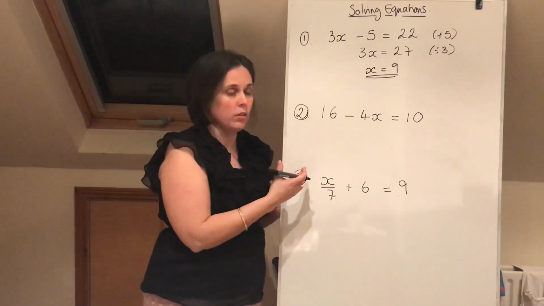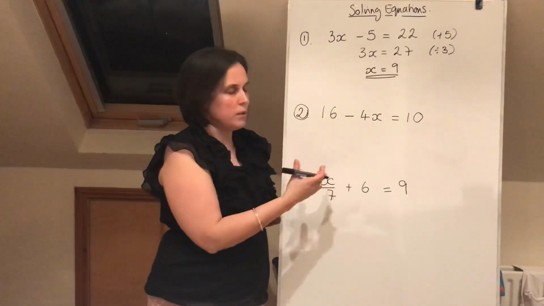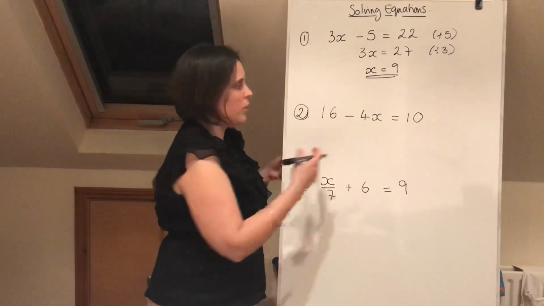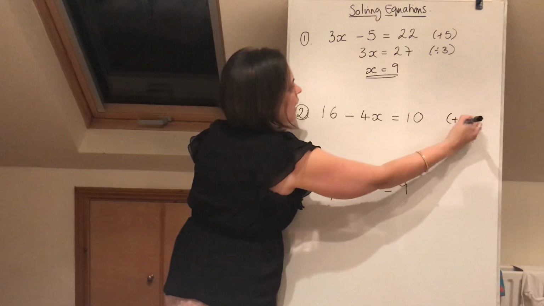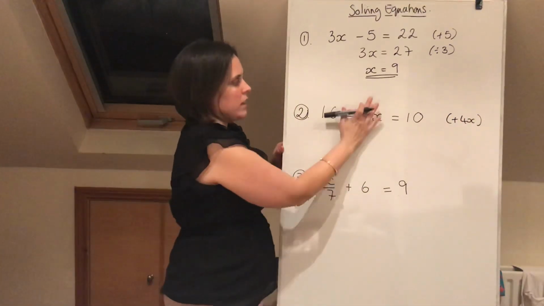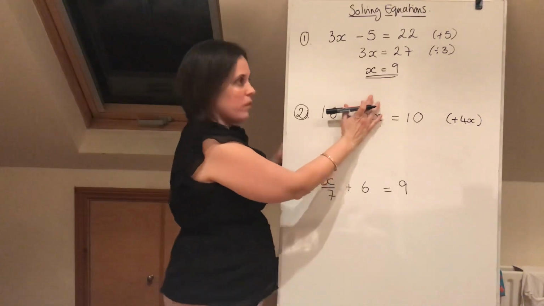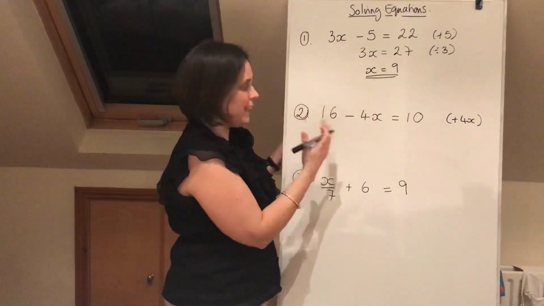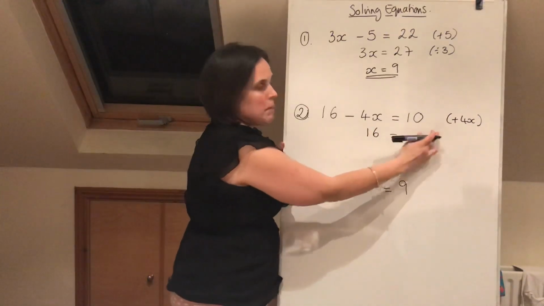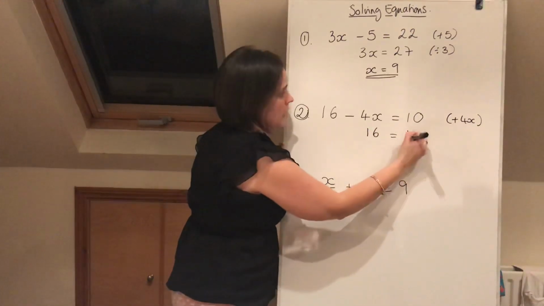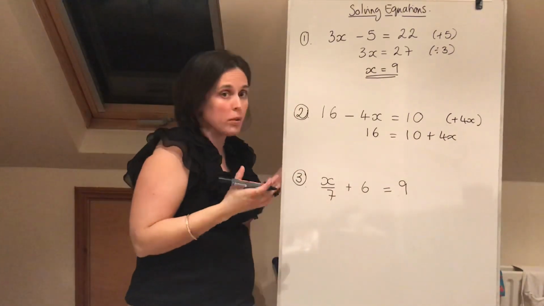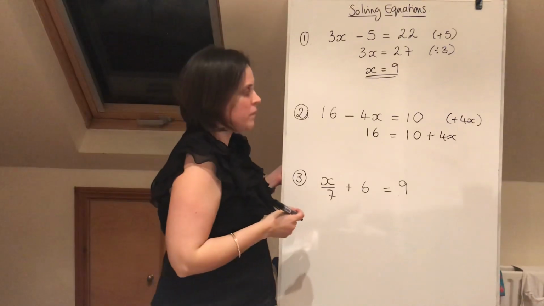You can either carry on like this, or in this case what I'm going to do is I'm going to cheat slightly. I don't like it being negative, so what I can do is if I add the 4x to both sides, well, if I've got minus 4x and I add 4x, I get nothing, so I'm just left with 16 over here, and that means magically on this side I've got my 10, but I've got plus 4x, so now I've got positive 4x, which is what I wanted.